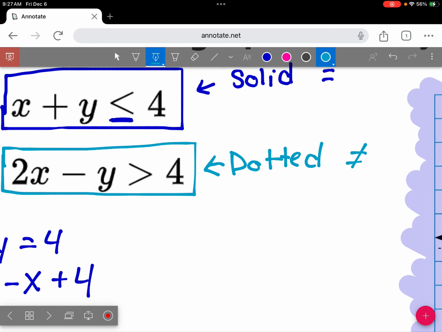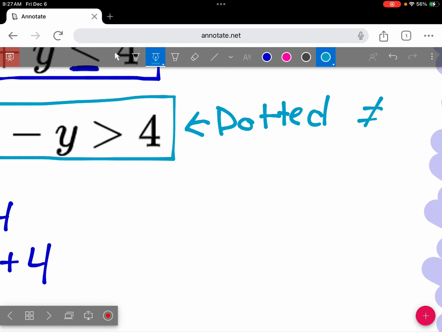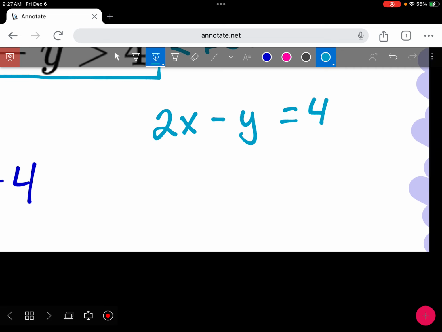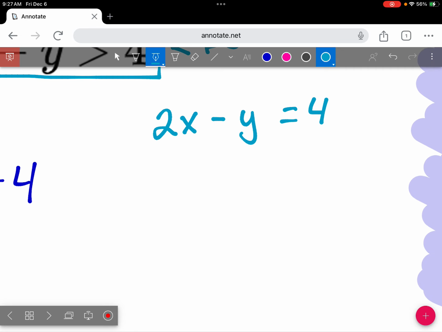It has to be greater than. Cannot be equals to. We're still going to graph the line that is, helps if I write the equation right, 2x minus y equals 4. That's where we put our dotted line. But we need to make sure we put it as dotted. So what can we do to graph this line?